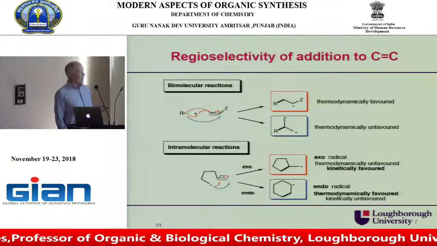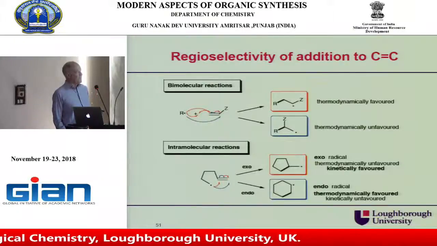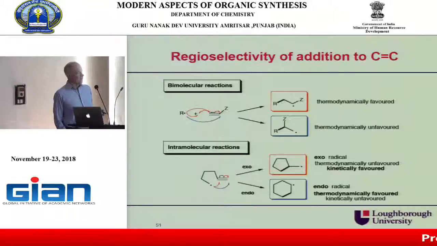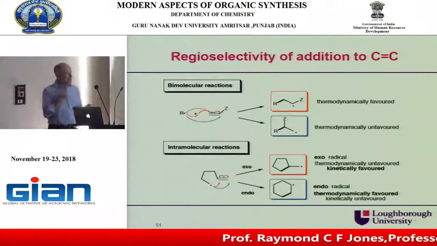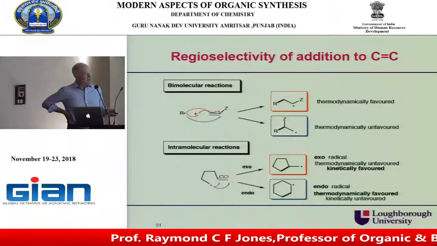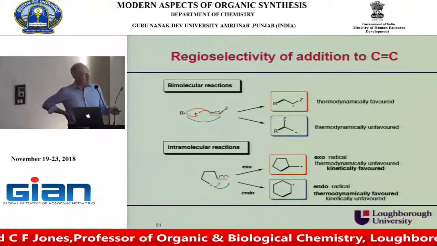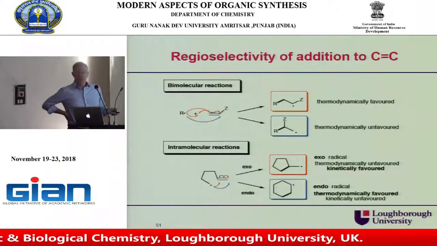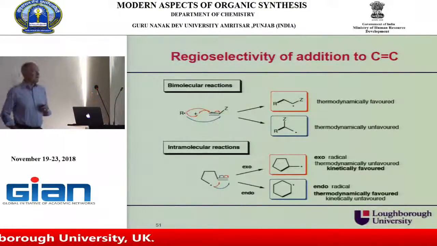In an intramolecular reaction, we have two choices. Does it add at the near end of the alkene to produce an exo radical, a new radical, or does it add endo to produce a radical in a new ring rather than outside a new ring? Generally speaking, kinetically favored is the exo radical, although the endo is thermodynamically favored. But the kinetically favored one will usually be formed fastest, and unless the radical can reverse, you'll get the exo cyclization favored.